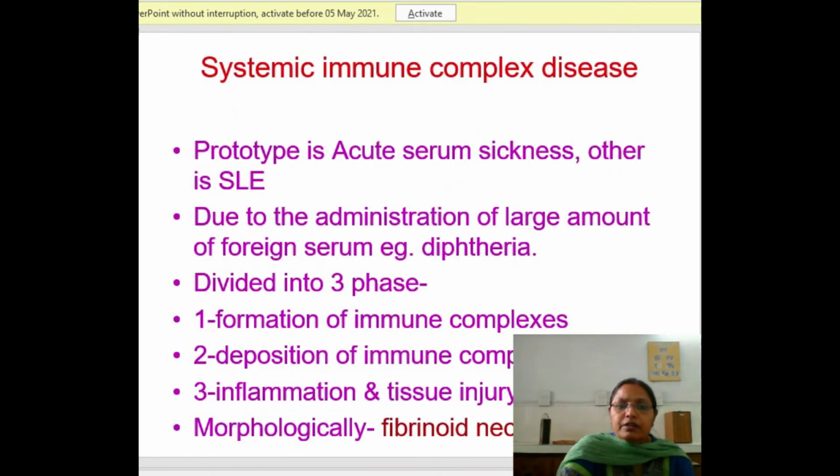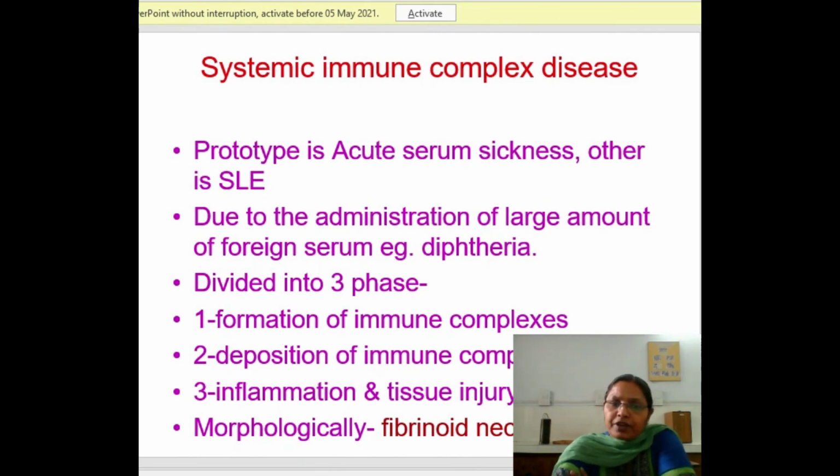Now certain systemic diseases are there in which immune complexes are widespread. The prototype of systemic immune complex disease is SLE, or systemic lupus erythematosus. It is also seen due to administration of a large amount of foreign serum, and in cases of diphtheria antigen administration.